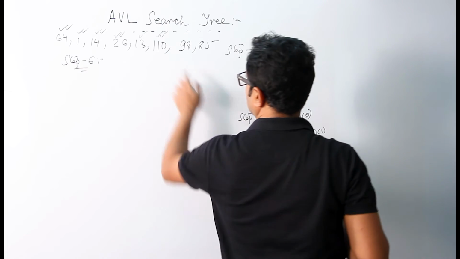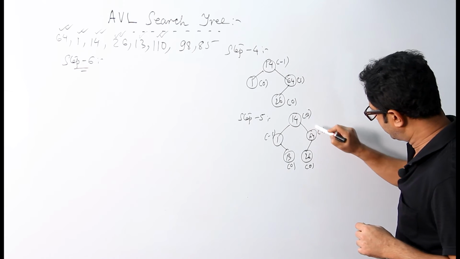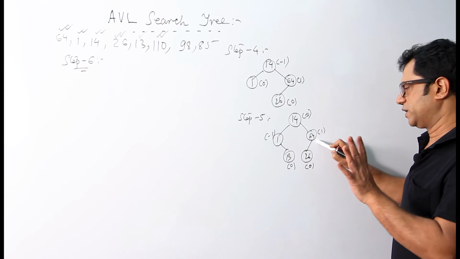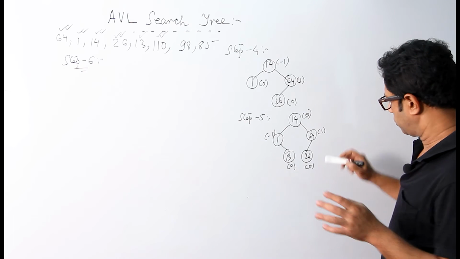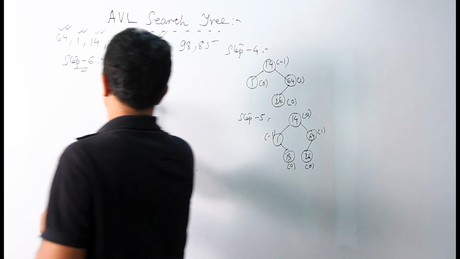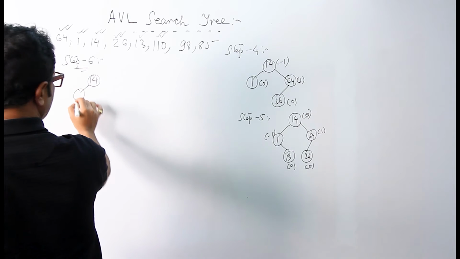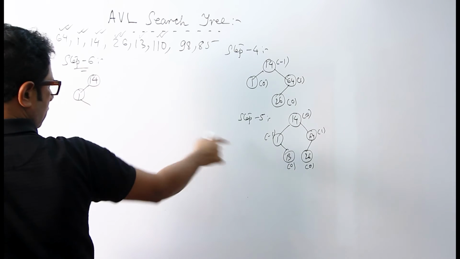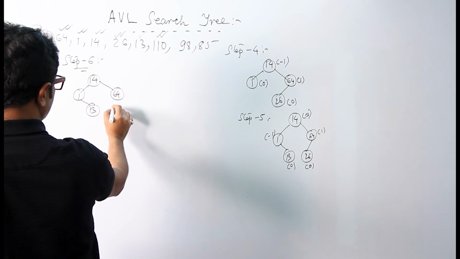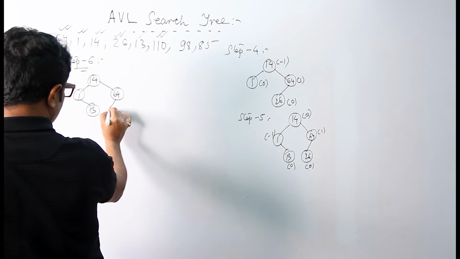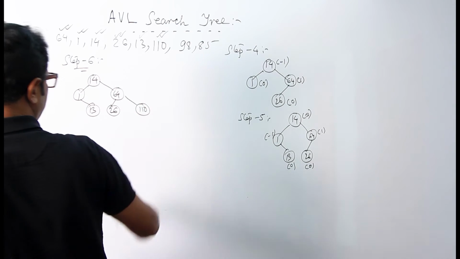insertion of 110. So 110 is greater than 14, so it will come to the right subtree. 64, 110 is greater than 64. It will come on the right subtree and be linked with this 64. And the tree will look like this: 14, 1, 13, 64. On the left subtree of 64 is 26, on the right subtree this 110 will be inserted.